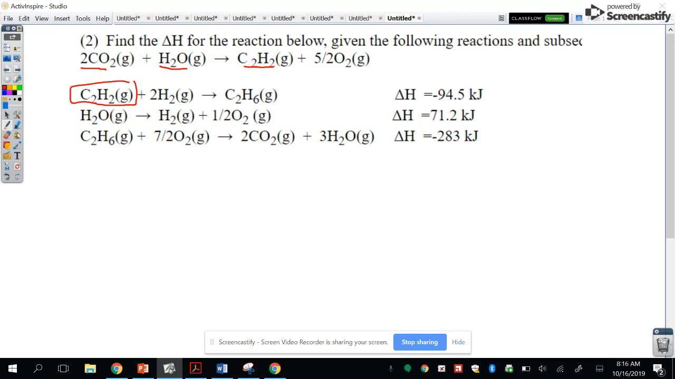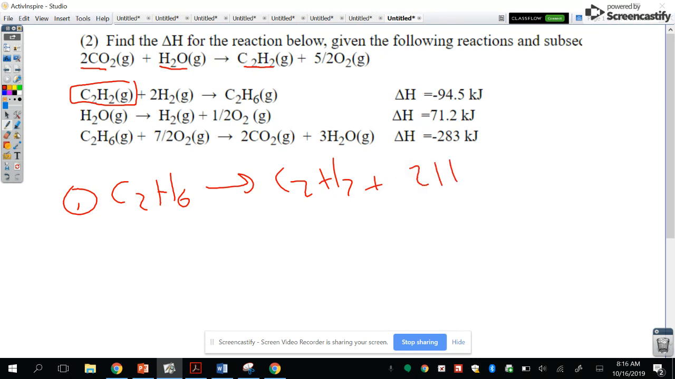C2H2. The problem with that C2H2 is that it is on the wrong side. So what I can do is flip it and make it go the other way. So I can write the reverse equation. So I'm going to do that. Instead of what I have there, I'm going to rewrite it as C2H6 goes to C2H2 plus 2H2.